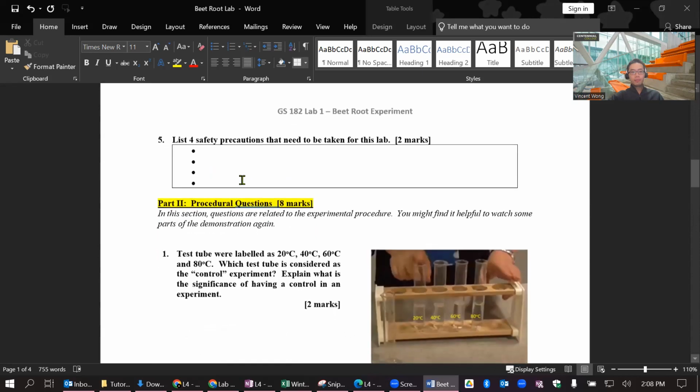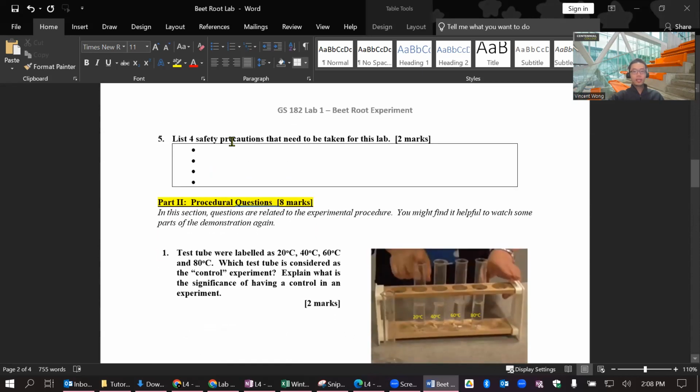Safety precaution. This is pretty self-explanatory. Obviously when you do experiments like this, you have to wear safety goggles, maybe, right? You have to watch out for sharps, standard things. Just watch the demo and think about it.